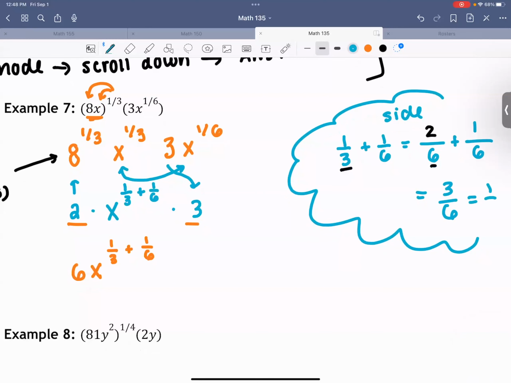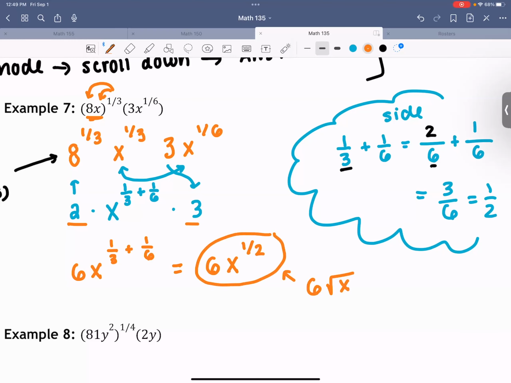What is another way to say 3/6? 1/2. Perfect. Okay. So instead of saying 6x to the 1/3 plus 1/6, we can say 6x to the half power. All right. So this is a totally fine way of writing your answer. I would mark this right on a test or quiz. If Alex asked you to write this as a root, then it's 6 times the square root of x, right? So you can also do that as well.